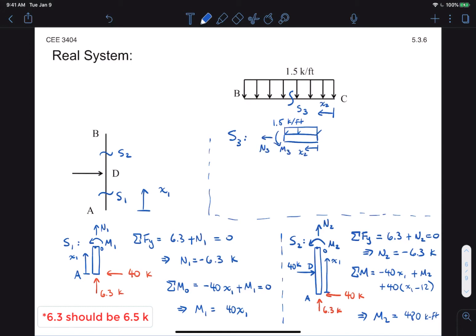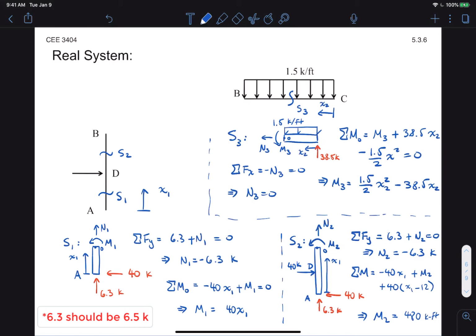So my final results are sum of forces in the x direction gives me no axial forces in this beam, and sum of moments gives me the following result. Notice how I accidentally used the negative convention for moment 3. I should have drawn that the opposite way, but because we're dealing with work, the signs actually won't matter as long as we're consistent.